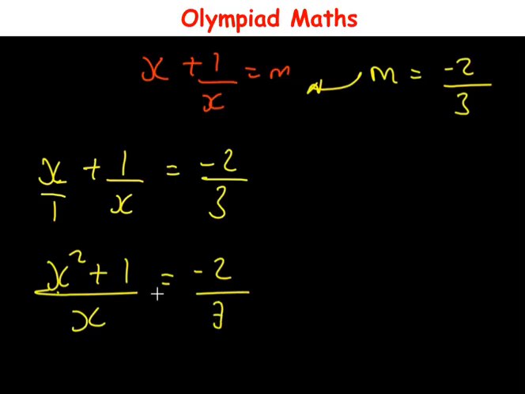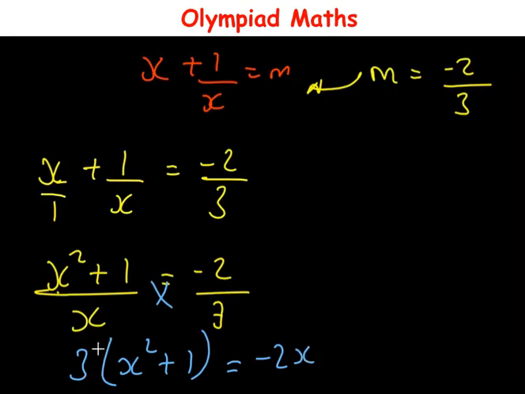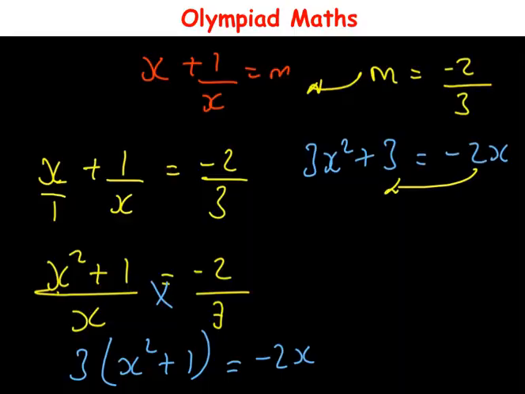Then we are going to cross multiply. 3 multiplied by this: 3 times x squared plus 1 equals x times minus 2, which is minus 2x. With this, open the bracket: 3 times x squared is 3x squared, plus 3 times 1 is 3, equals minus 2x. Move minus 2x over to this other side, and we have 3x squared plus 2x plus 3 equals 0.